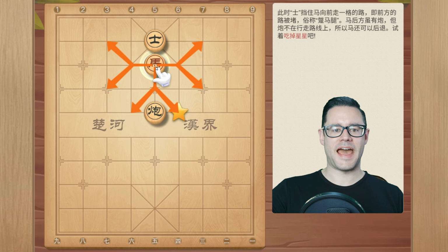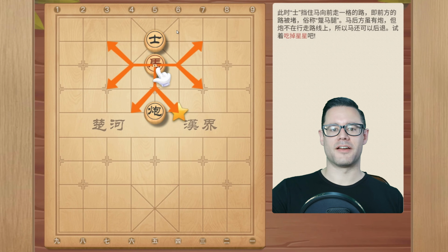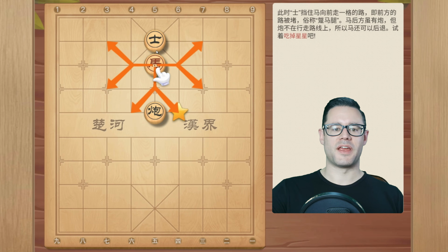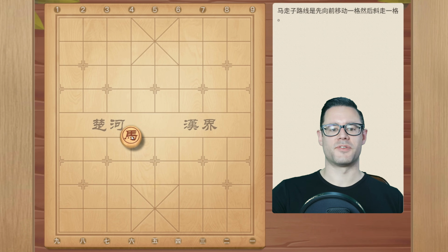We notice that the backward motion is not available because there's this advisor sitting in the way. So a piece can block a horse's entire path of motion in one direction if it is sitting right next to the horse, blocking off that perpendicular path. So in this case, the horse can't move backwards, it can only move forwards. And there's nothing special about the river when it comes to horses. Horses do just fine crossing the river.